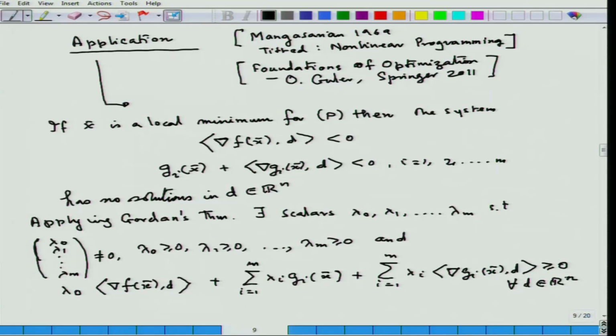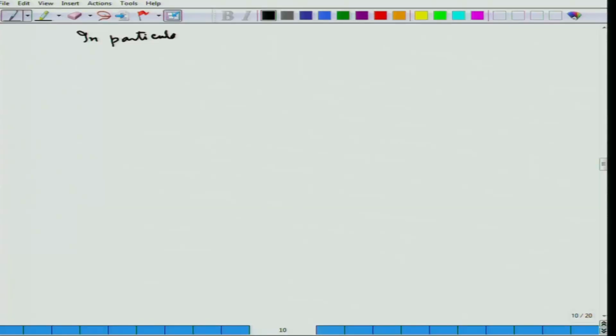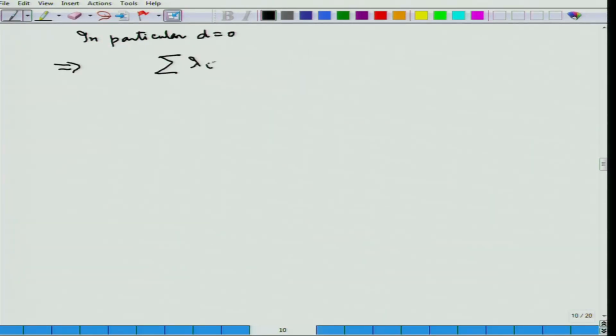Because it is true for every d in R n, I consider in particular d equal to 0. That would immediately leave me just with the inequality, because if I put d equal to 0, these terms will go, and it would leave me with this being greater than or equal to 0. Now, what does this mean?